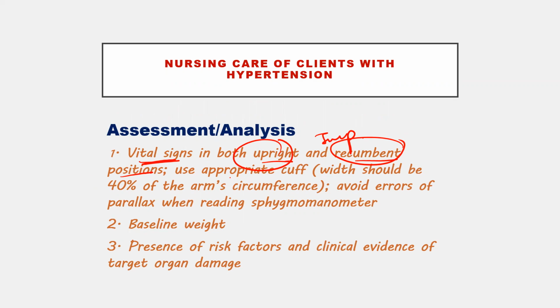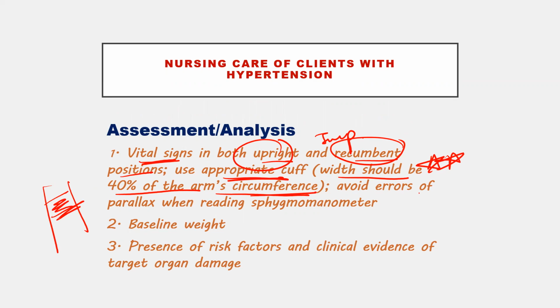You have to always use an appropriate cuff. The width should be 40% of the arm's circumference. This is very, very important here. The width of the cuff should be 40% of the arm's circumference. It should cover 40% of the arm circumference. Avoid errors of parallax when reading the sphygmomanometer. So this is very important.